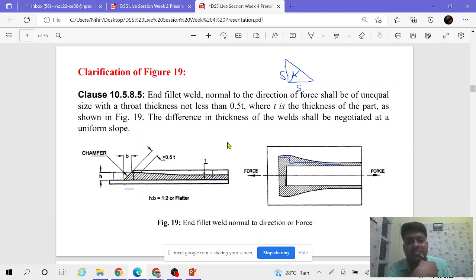About this clause and the explanation of this figure, what is happening here? Okay, so here you can see that this is the throat thickness. Here they have written that this throat thickness should be greater than or equal to 0.5 t. If B increases, it is obvious that the throat thickness will decrease. So that's why we have to maintain this criterion of greater than 0.5 t.